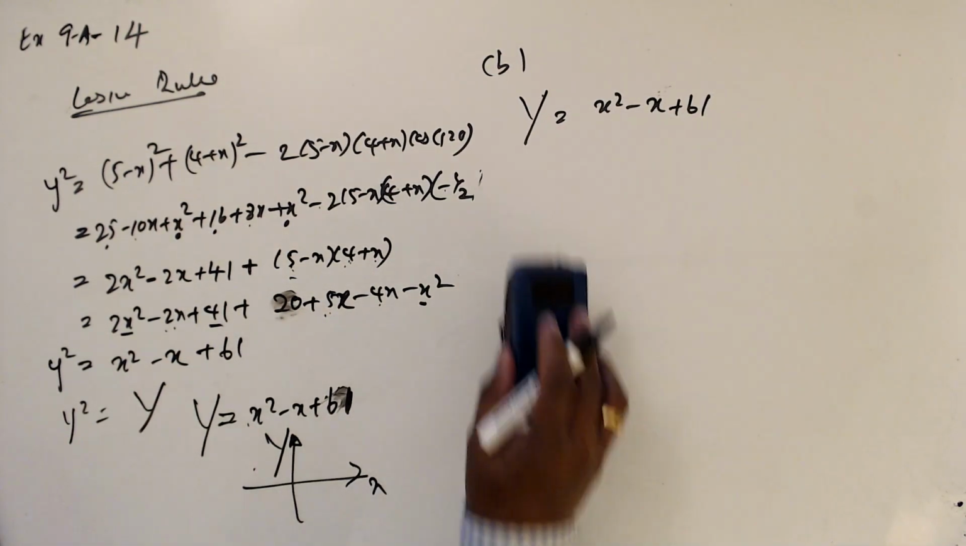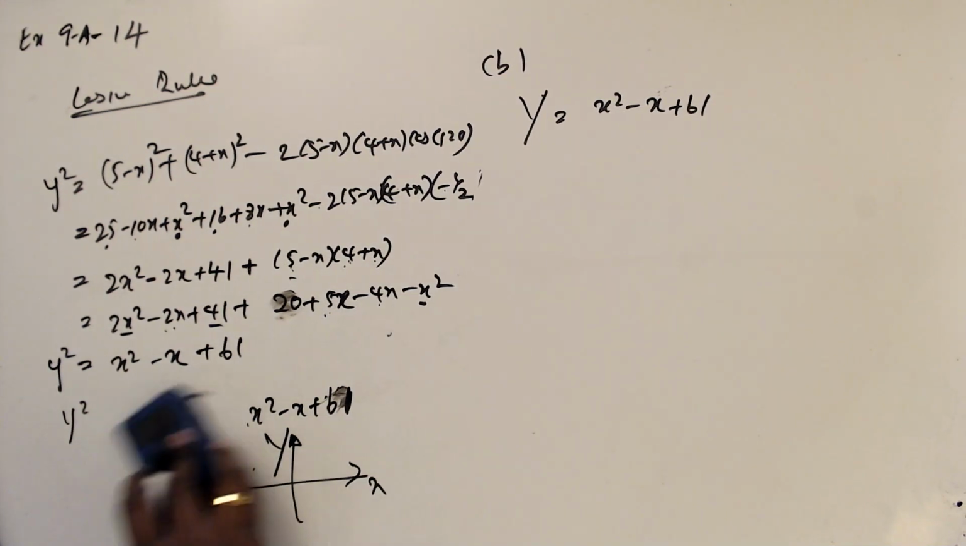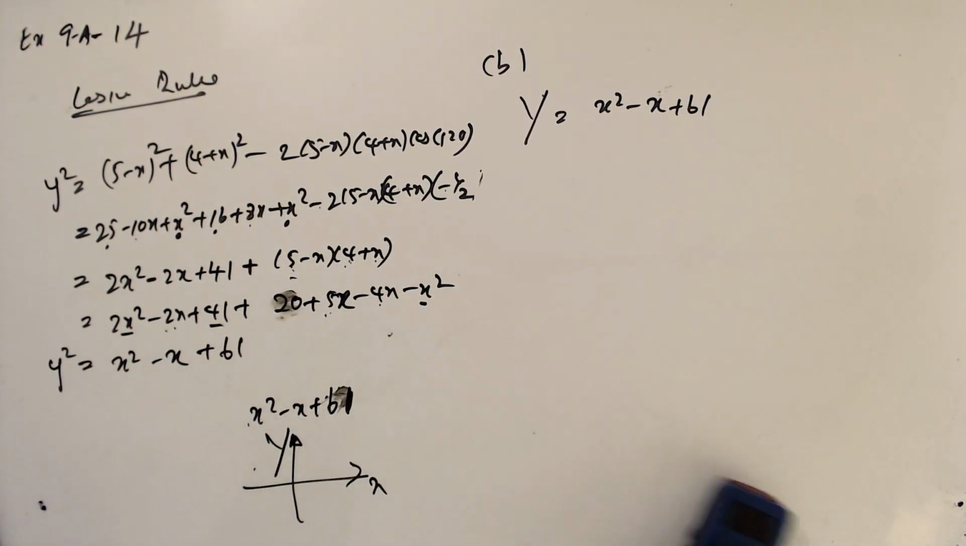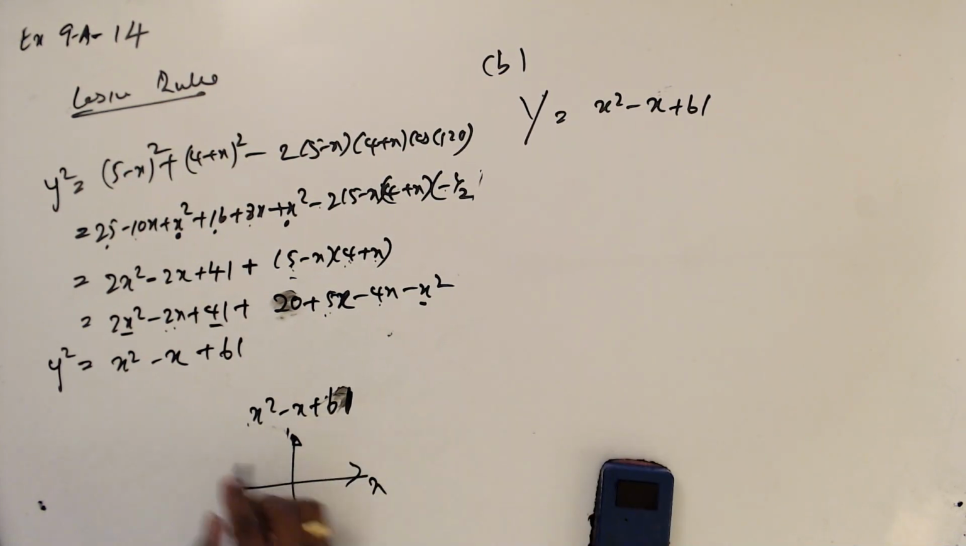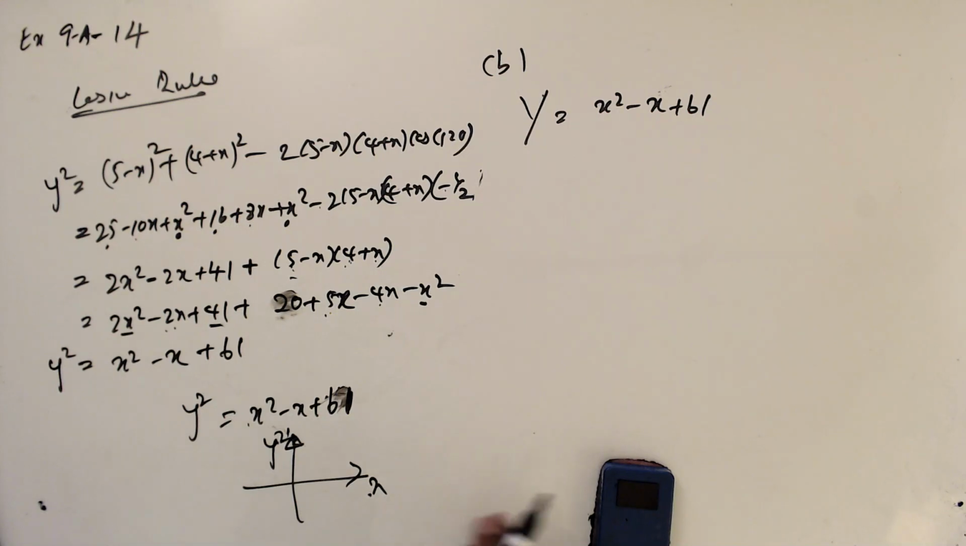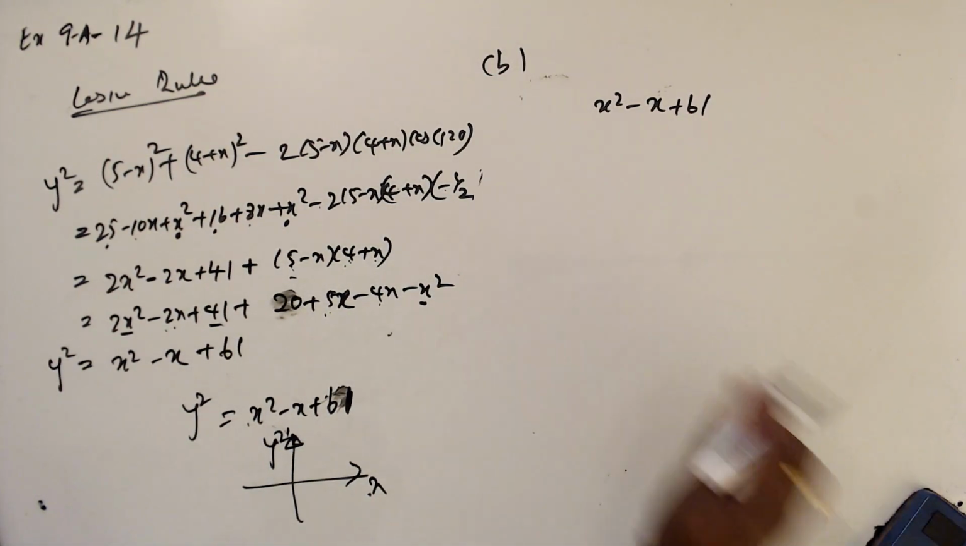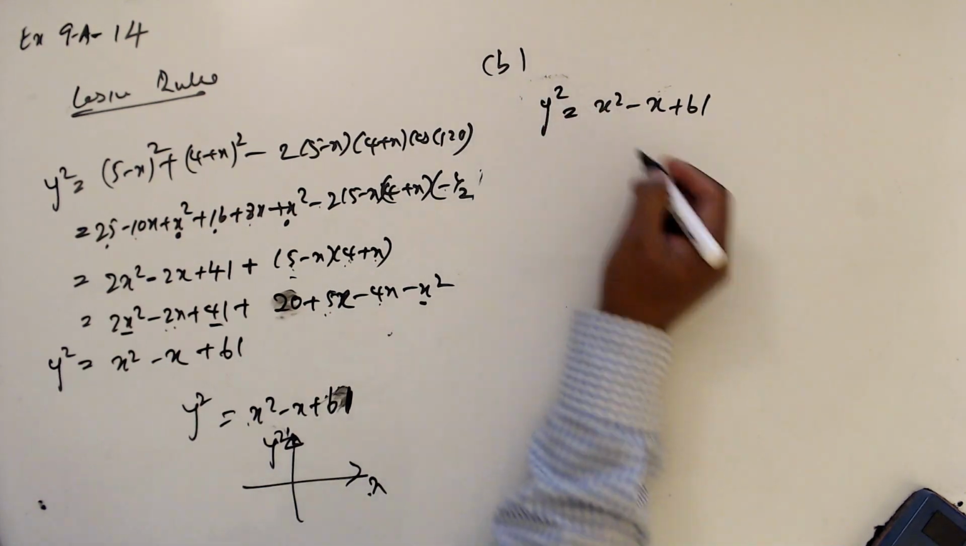Actually, we don't need to put capital Y. We can keep it as it is if you are not confused. So then this is going to be y square. This axis is x and this is not y, this is the y square axis. Right? So then this is going to be y square.